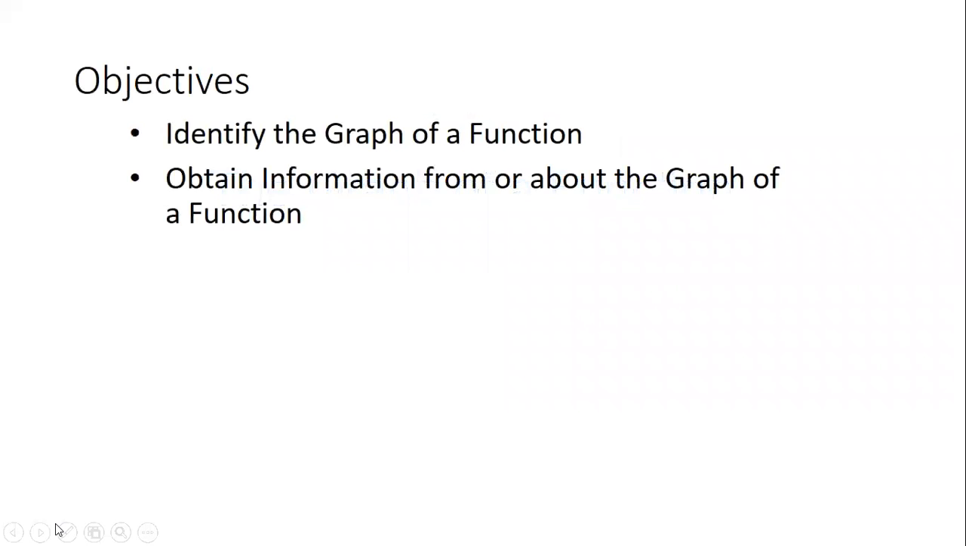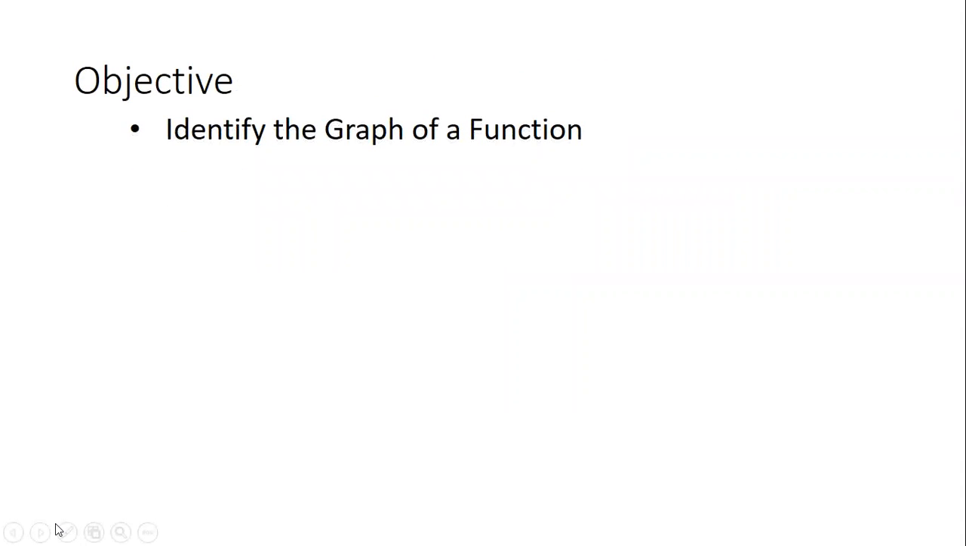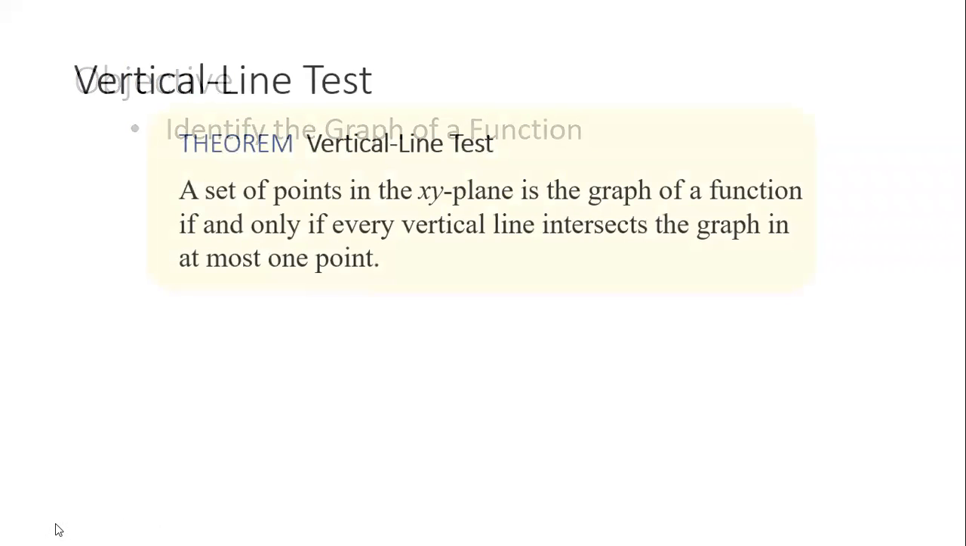All right. So our objectives here are to identify the graph of a function and obtain information from or about the graph of the function. Information being your attributes, your intercepts, your domain, range, your max, min, all those fun things to describe a function. Okay. So first we're going to talk about identifying the graph of a function.